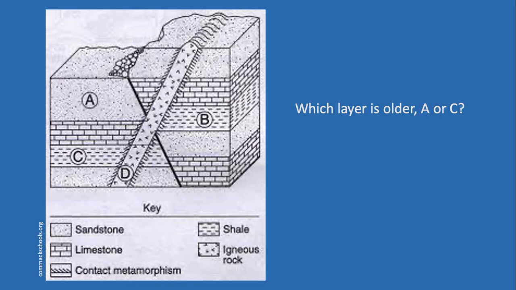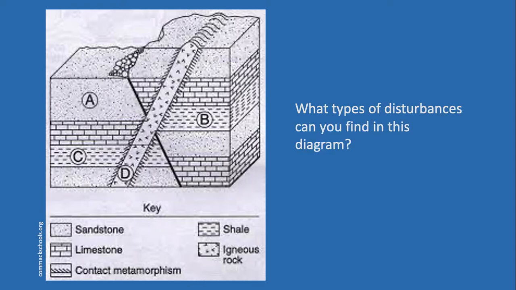Which layer is older, A or C? Well, using the law of superposition, C is lower than A, and therefore would be older. What types of disturbances can you find in this diagram? Well, I've already talked about some of them. It looks like there's an igneous intrusion, that would be D, and then the diagonal black line looks like a fault, and there's movement along that fault, and the contact metamorphism.